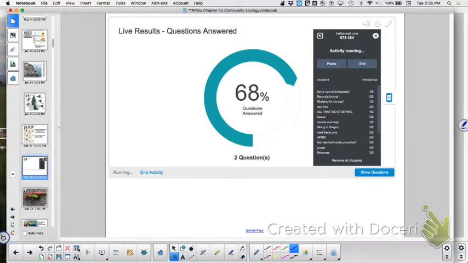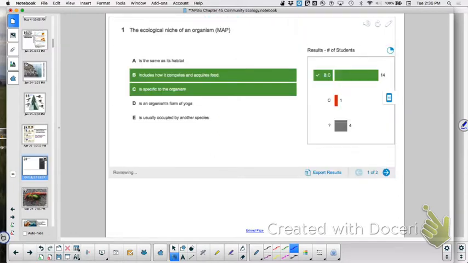Are you ready? Oh, we just did this one. Is an ecological niche the same as habitat? No. Can a niche be occupied by another species? No. Who says no? The competitive exclusion principle says no two species can occupy the same niche. Okay.